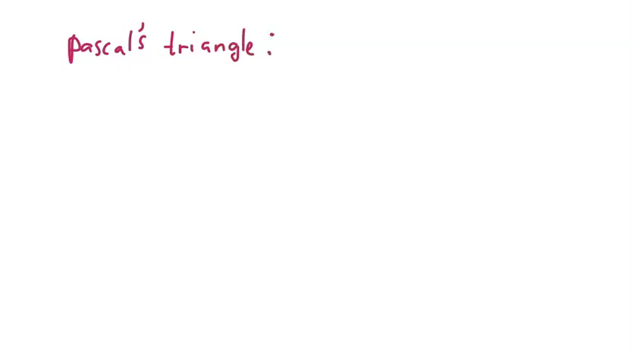Let's start with 1 and 1 by the side and 1 here, right? Whenever you start with 1, you must end with 1. Now in the next row we have 1, then we add 1 plus 1, which is 2, and then another 1. In the next row, start with 1, then 1 plus 2 gives us 3, 2 plus 1 gives us 3, and we end with 1 again.